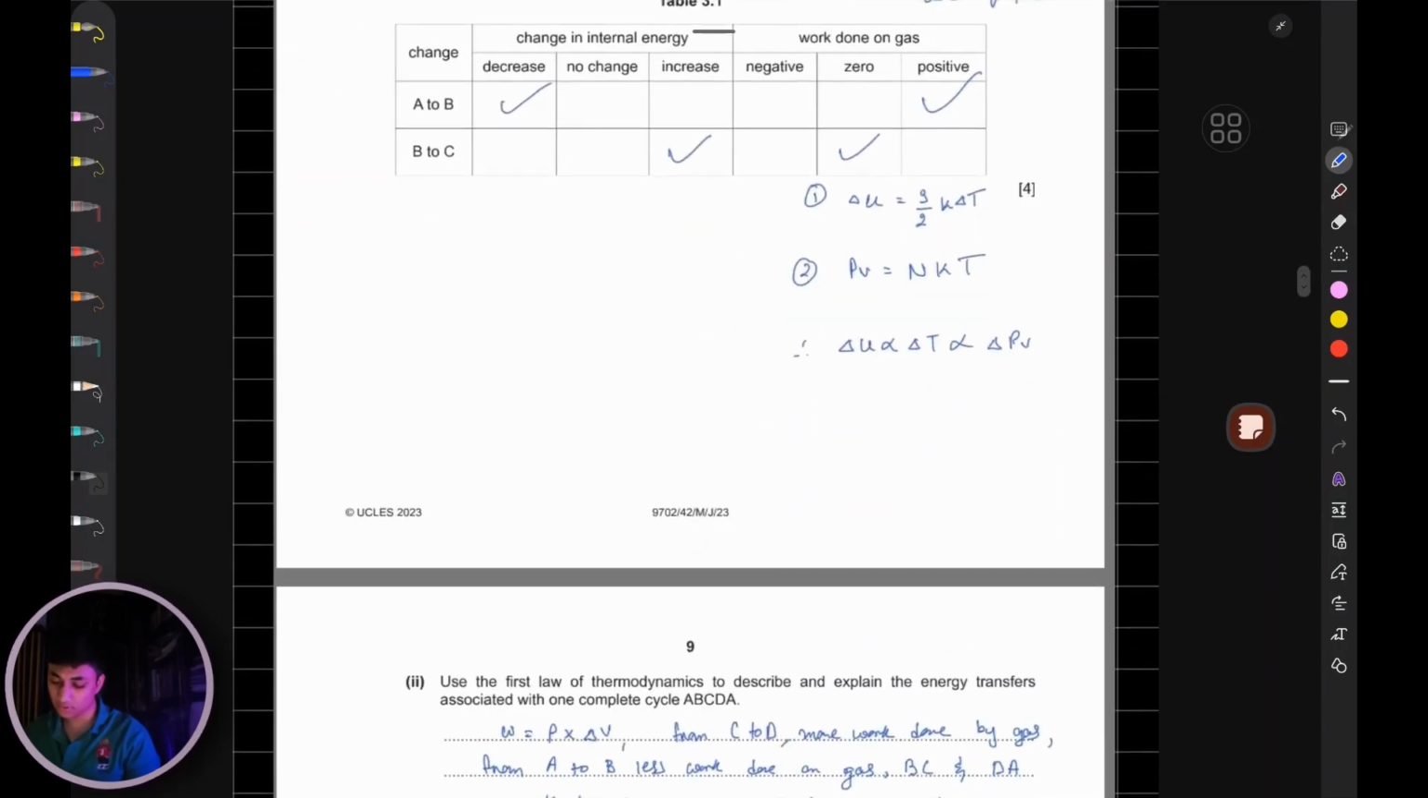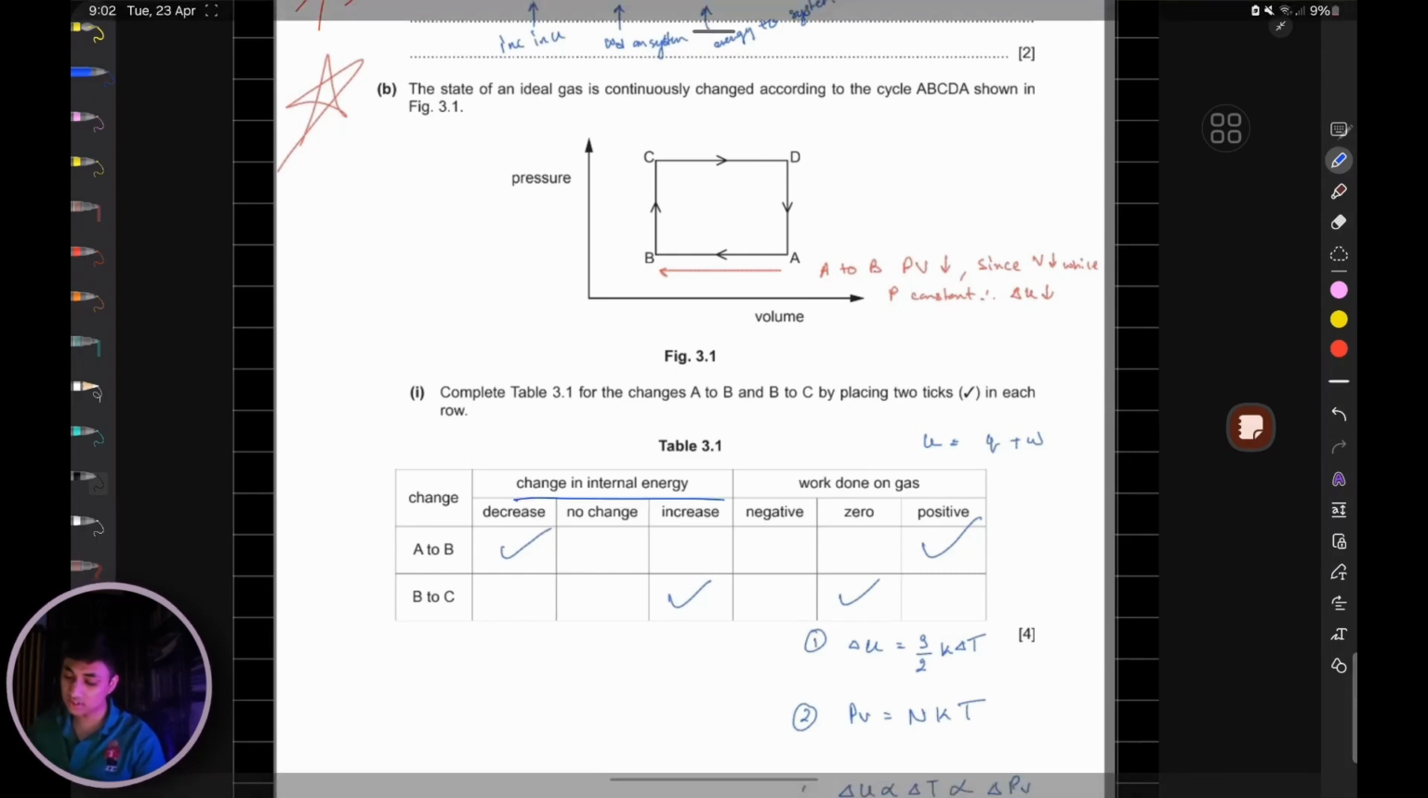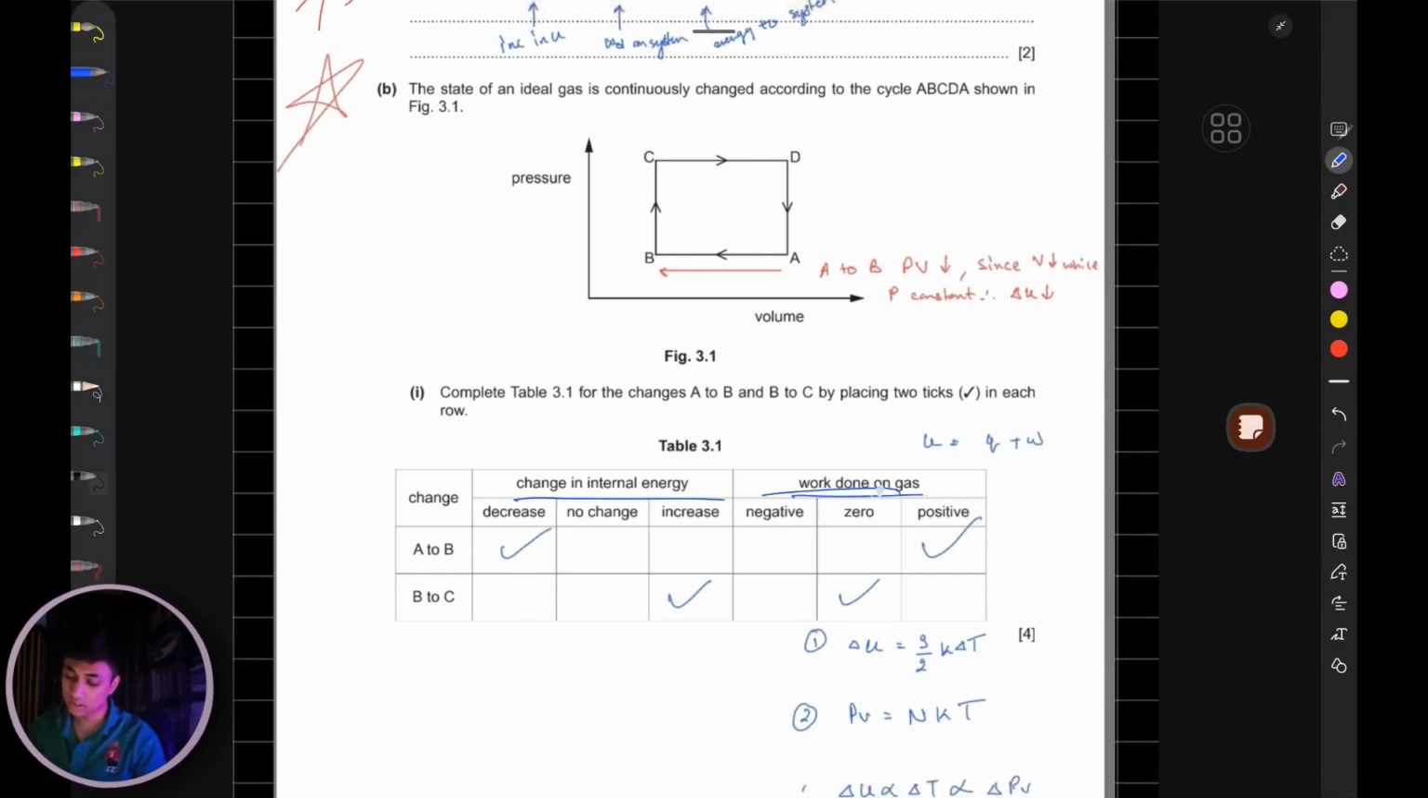This is from, by the way, 97242 MJ23. They're asking you to denote what's happening from A to B and B to C in terms of change in internal energy and change in work done. Before I explain this, I'm going to explain the change in work done.